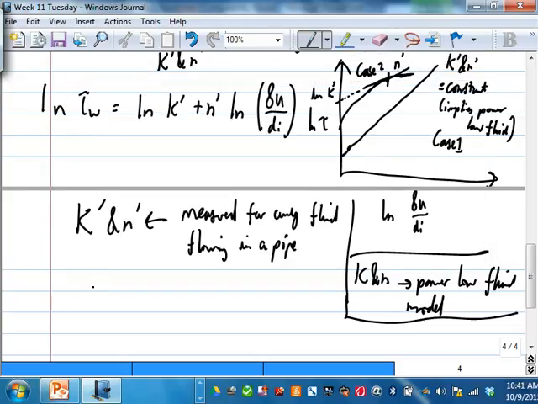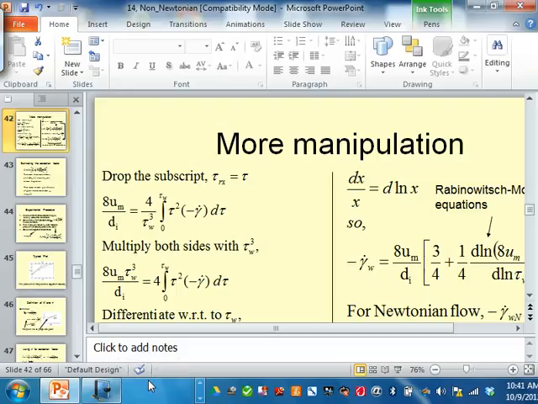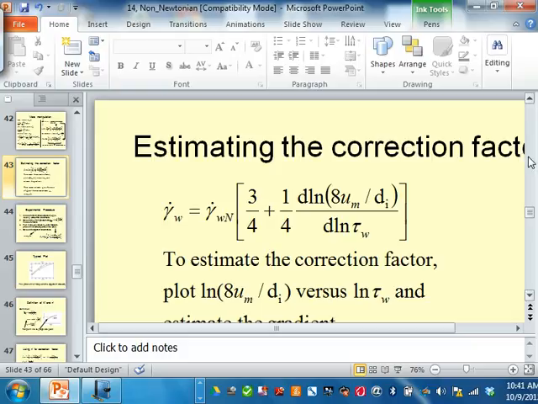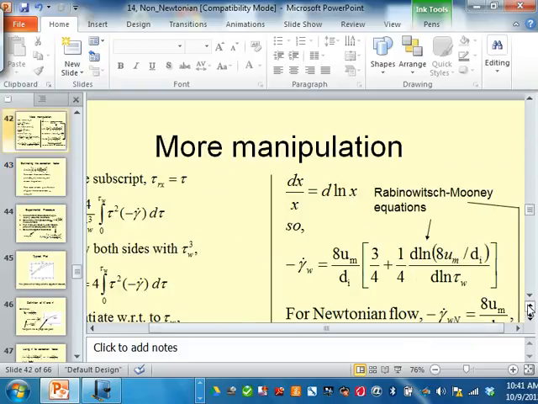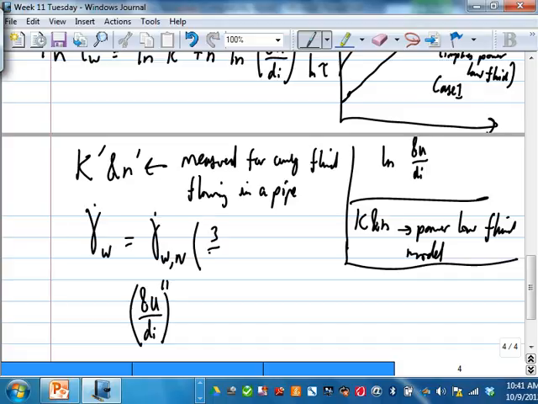After a lot of running around, we get this relationship which we need, that's the only one we use actually. But if you want to work out the strain rate at the wall, it is equal to the strain rate at the wall for Newtonian fluid, which is equal to 8u over di, multiplied by, well, this one. Okay, 3 over 4 plus 1 over 4 n prime.